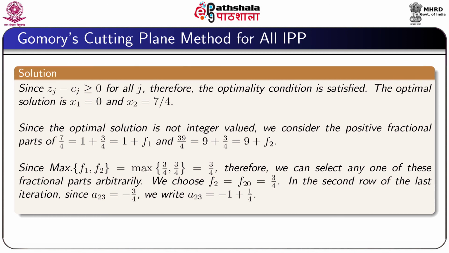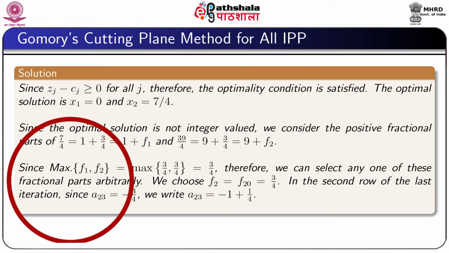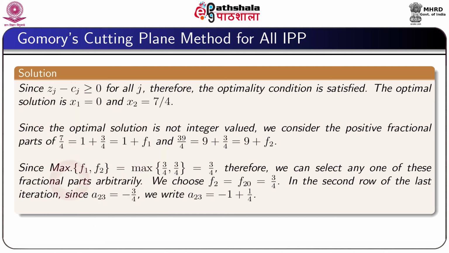And similarly, 39/4 can be written as 9 plus 3/4, which is equal to 9 plus f2. Since the maximum of f1, f2 is equal to the maximum of 3/4 and 3/4, which is equal to 3/4, we can select any one of these two arbitrarily. We choose f2, that is f20, equal to 3/4. In the second row of the last iteration, we have a23 equal to minus 3/4. Therefore, we write a23 as minus 1 plus 1/4.